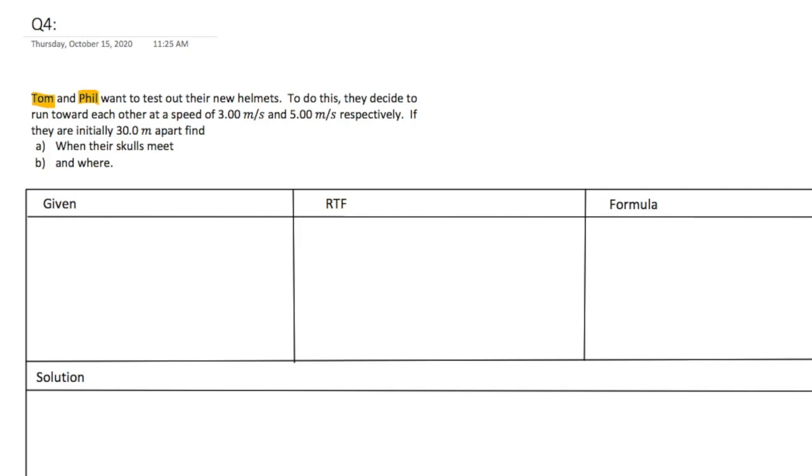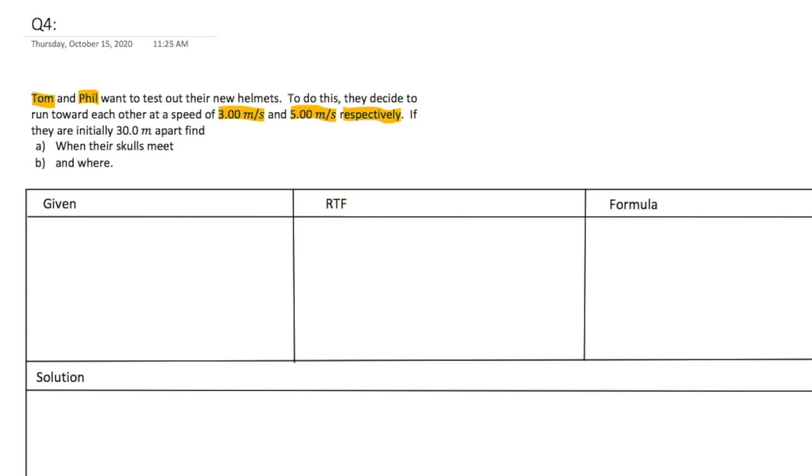To do this, they decided to run towards each other at a speed of 3 meters per second and 5 meters per second, respectively. Now, what that means is the word respectively simply means that the first number, 3 meters per second, refers to the first individual that I mentioned, that was Tom. And then the second number would be associated with Phil. So Tom is moving at a rate of 3 meters per second, and Phil is moving at a rate of 5 meters per second.